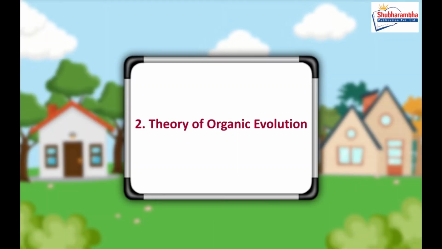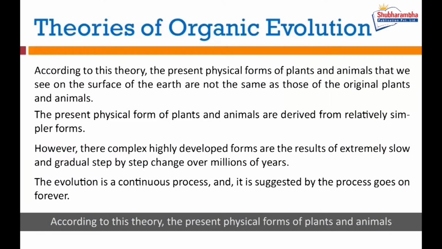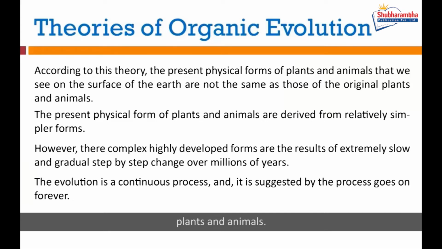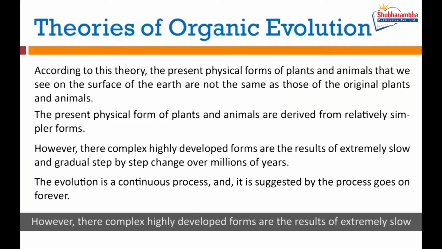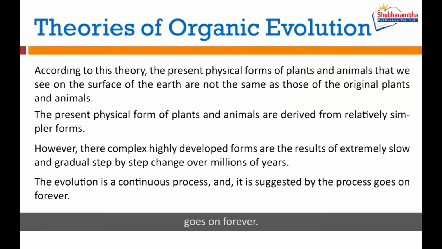2. Theory of organic evolution. According to this theory, the present physical forms of plants and animals that we see on the surface of the earth are not the same as those of the original plants and animals. The present physical forms of plants and animals are derived from relatively simpler forms. However, their complex, highly developed forms are the results of extremely slow and gradual step-by-step change over millions of years. Evolution is a continuous process, and it is suggested that the process goes on forever.